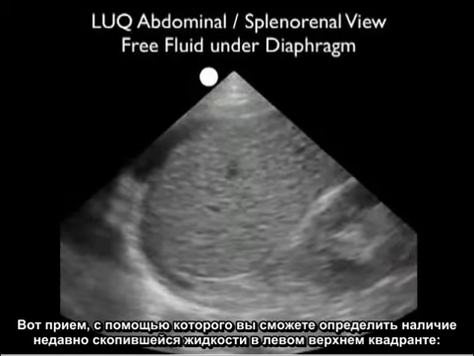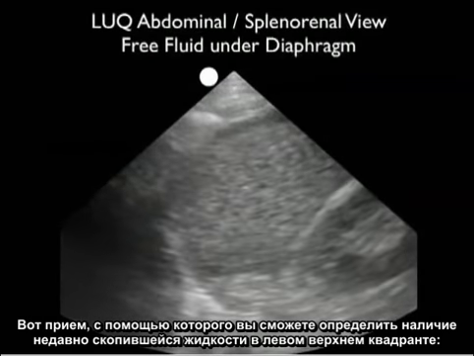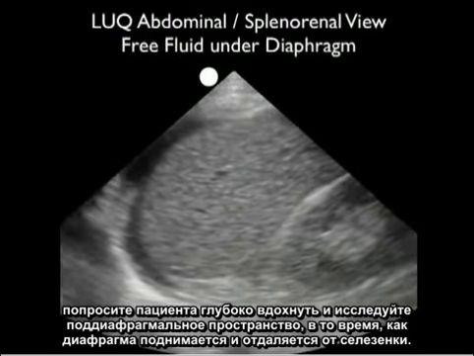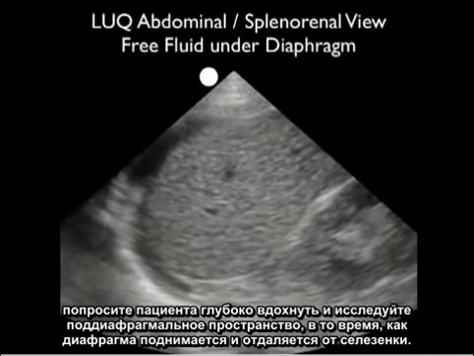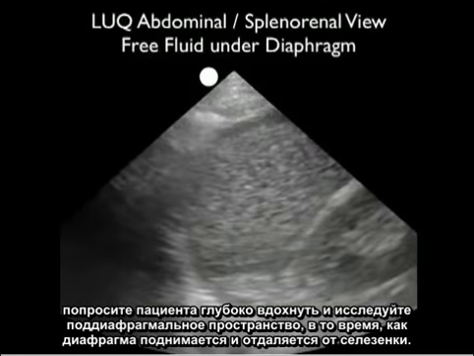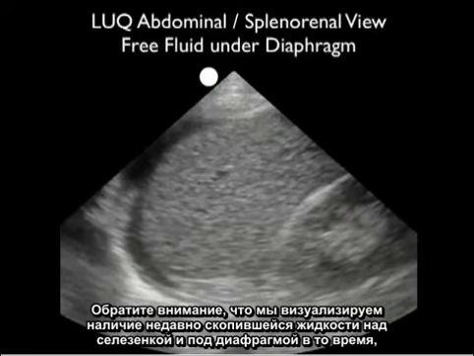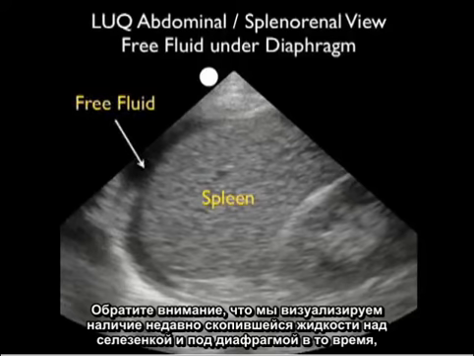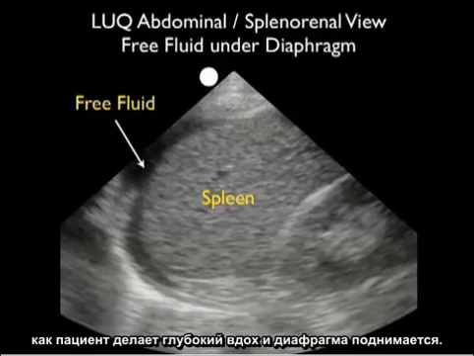One maneuver that can help you uncover fresh fluid within the left upper quadrant is to have the patient take a deep breath and analyze that infradiaphragmatic space as the diaphragm moves upward off of the spleen. Notice here that we uncover the amount of fresh fluid that's present right above the spleen and below the diaphragm as the patient takes a deep breath and that diaphragm moves superiorly.